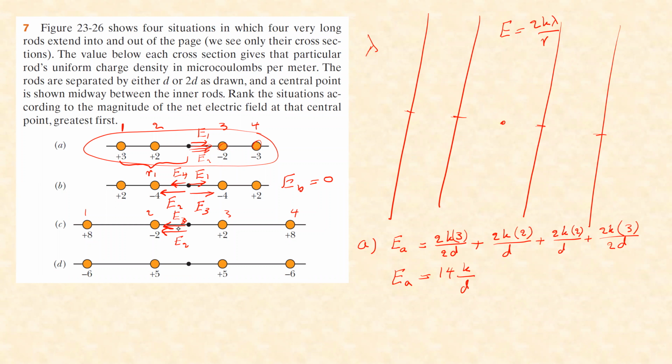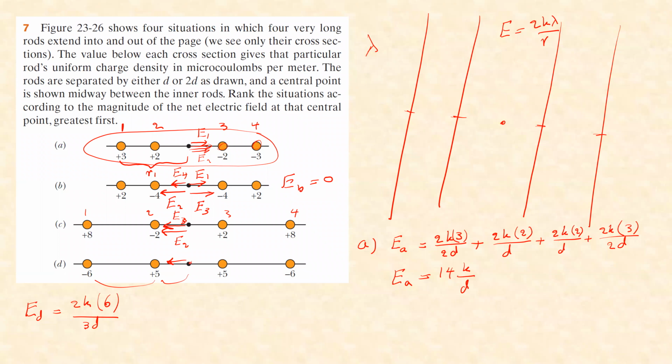They completely cancel out. So 1 creates an electric field this way. What are the distances? The distances are 2D. Let me write E in part D. I should write 2K, lambda is -6, so it is the 6th magnitude, divided by the distance. This is D, this is 2D, so 3D.